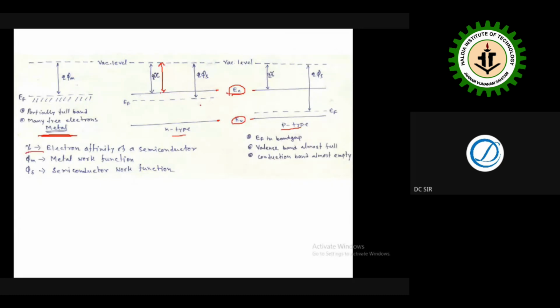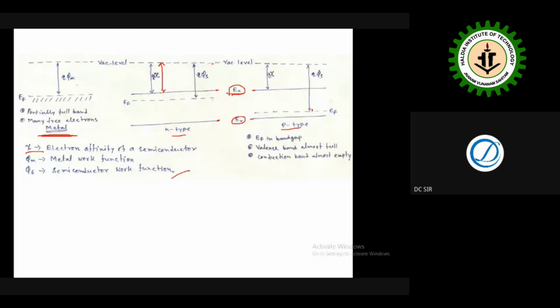Also here, the work function of the semiconductor in the case of N type, from the Fermi energy level to the vacuum level, is denoted by phi s, and multiplied by the charge q we get the energy. Similarly, in the case of P type, the Fermi energy level to the vacuum level is q phi s. Chi is the electron affinity of the semiconductor, phi m is the metal work function and phi s is the semiconductor work function.